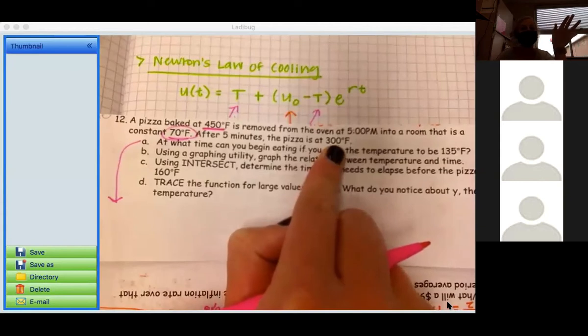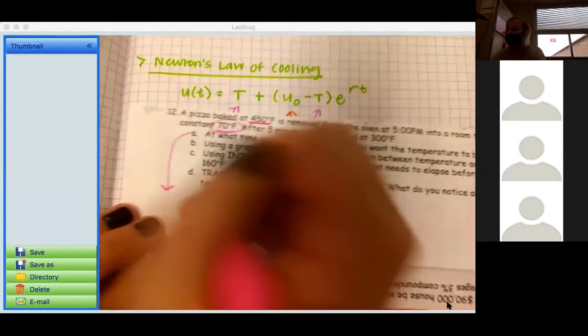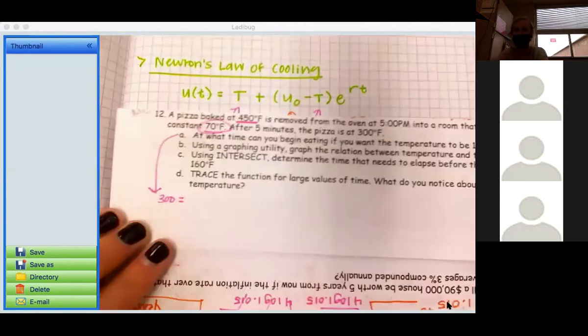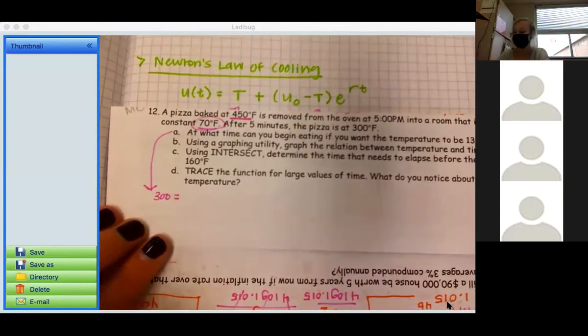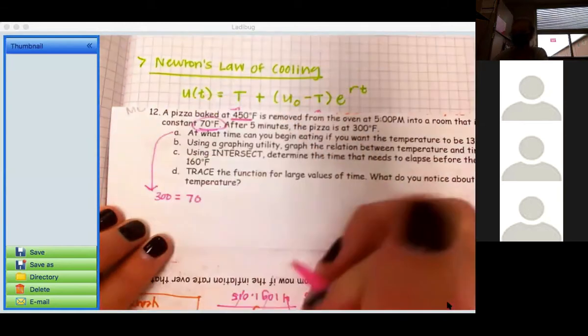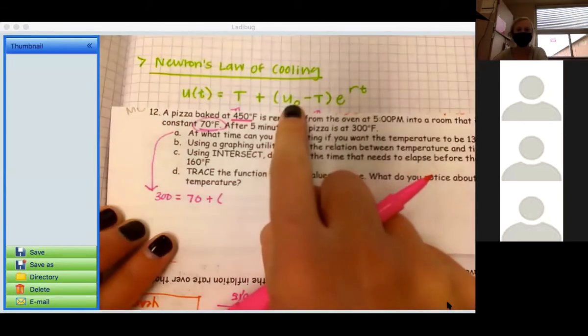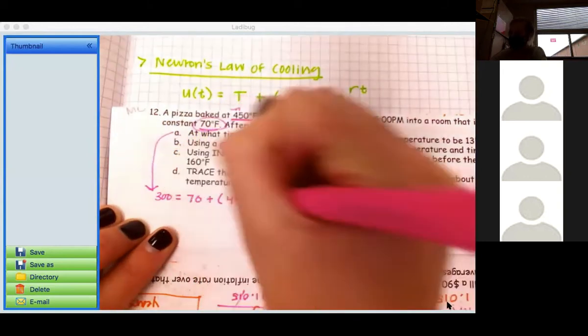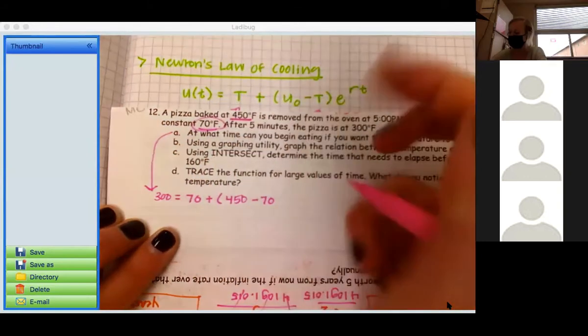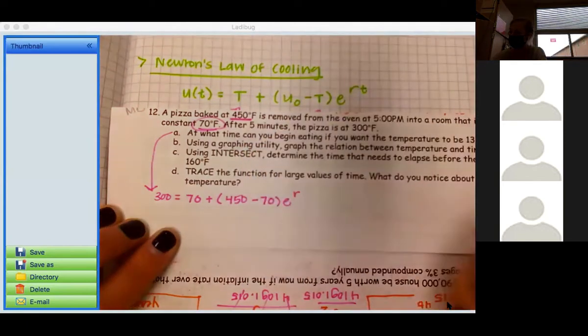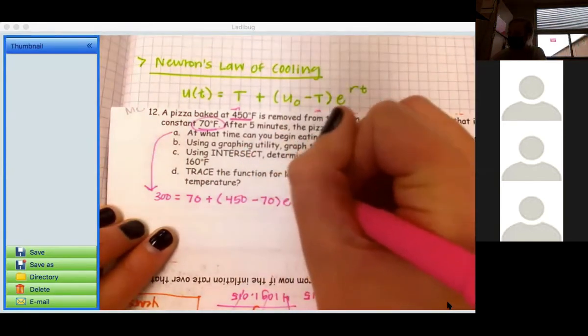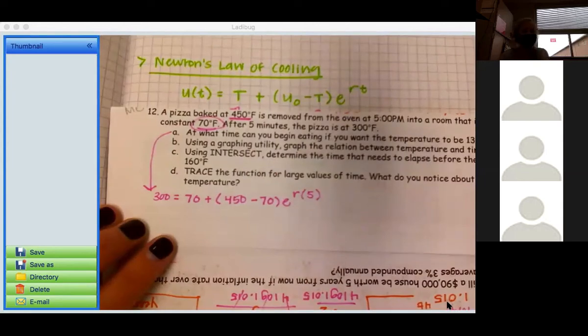Before you can start doing A, B, C, D, what did I not give you? The rate, which means we have to find what first? You have to find the rate, okay? So we know our pizza ends up at 300 degrees. So 300 equals 70, the environment temperature, plus what was the pizza's initial temperature? 450 minus 70, because it's minus the environment temperature, times e to the power of, and then we don't know the rate, but we do know the time has been how long? 5 minutes. Just remember your time is in minutes, okay? R will be negative because the pizza is cooling. Very good.